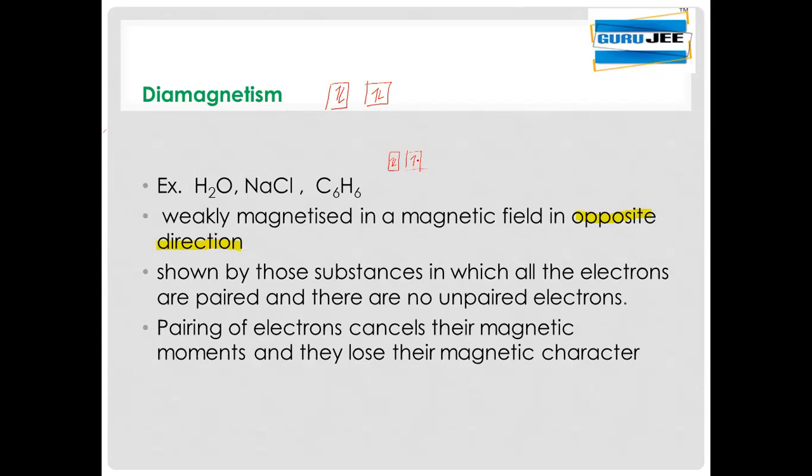But in diamagnetism, you can see there is no unpaired electron. They are all paired electrons. Due to this pairing, their magnetic moments will get cancelled. Here you can see that each electron has spin up and spin down, so their magnetic moments will get cancelled. That's why they lose their magnetic character. Do you understand the difference? Yes, ma'am. Have you completed this?